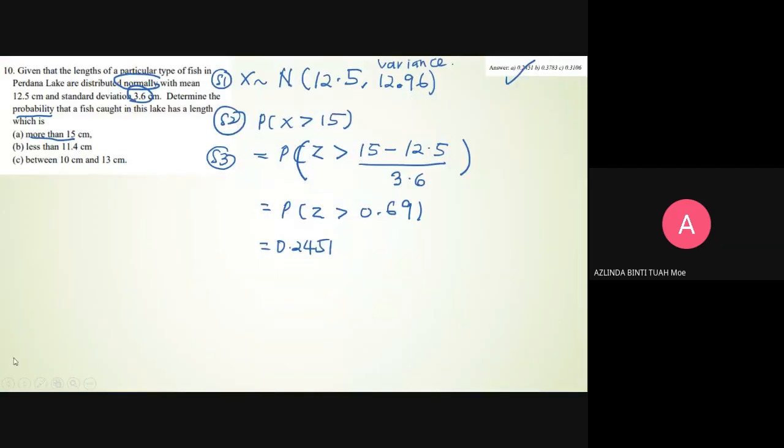Question B. Less than 11.4. So, we start with the second step just now, convert to probability symbol. P(X less than 11.4). Third step, convert to Z. Follow the sign, less than. 11.4 minus mean 12.5 over standard deviation 3.6. What is the value here? Negative 0.31.